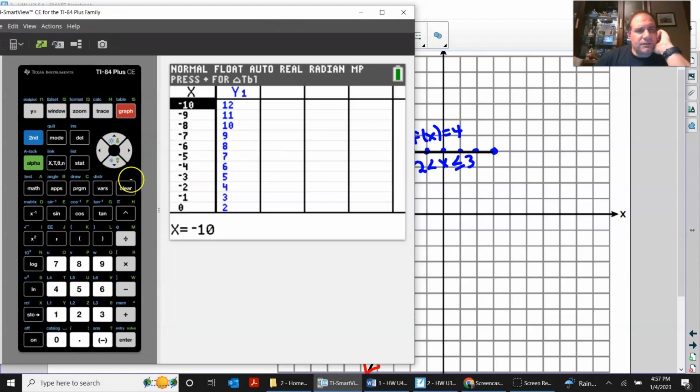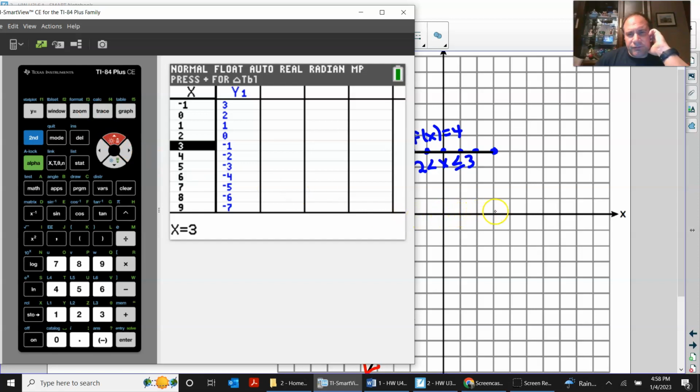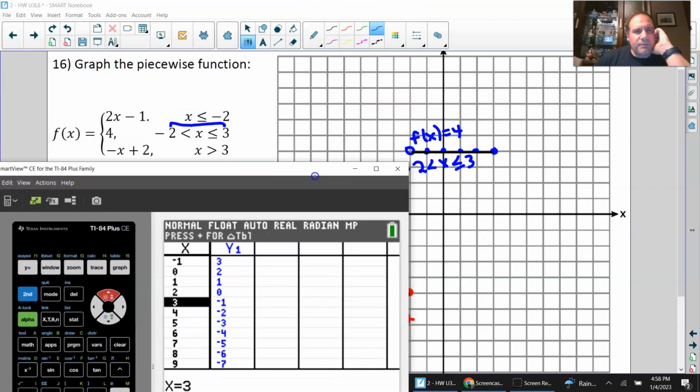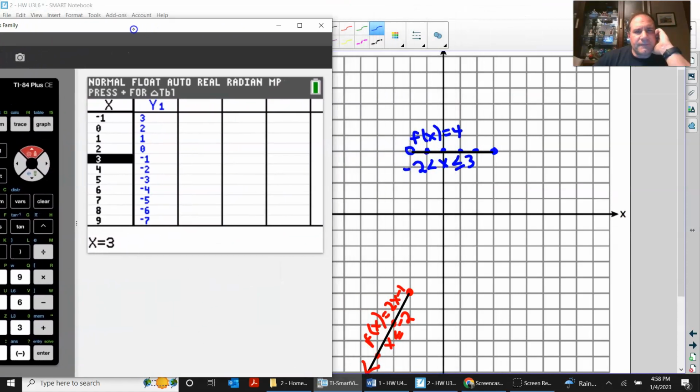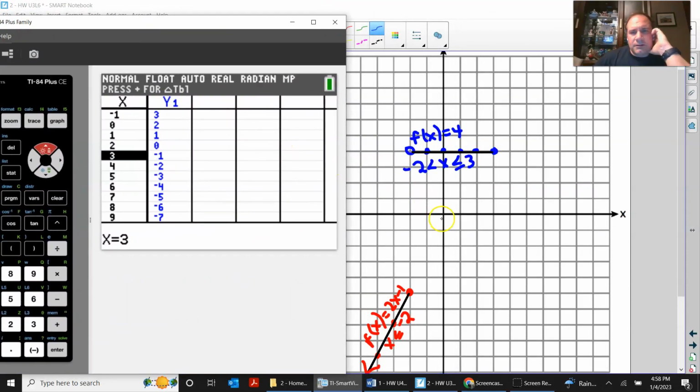So I'm going to press second function table, and I'm going to go down to 3, go past it a little bit, and go back up. 3, -1. So 3, -1 is right here. But let me just check to see if that's an open circle. It's an open circle because it's not or equal to. So 3, -1 is a nice big giant open circle. 4, -2. 5, -3. 6, -4, and just keep on going like that.